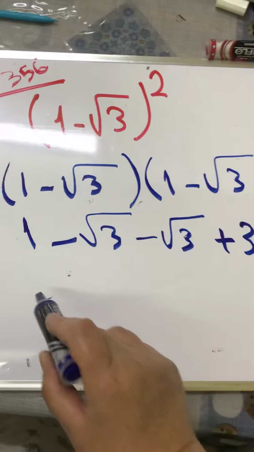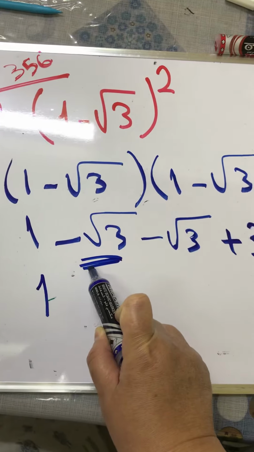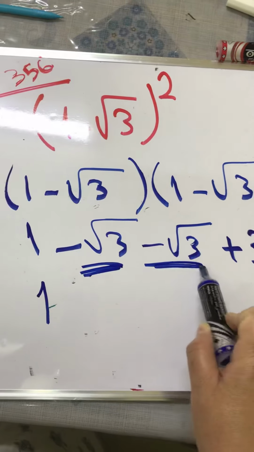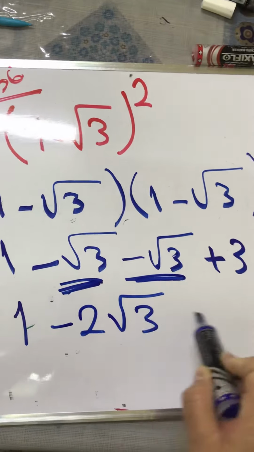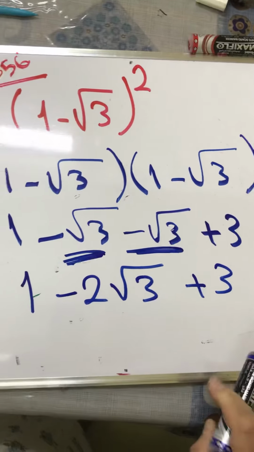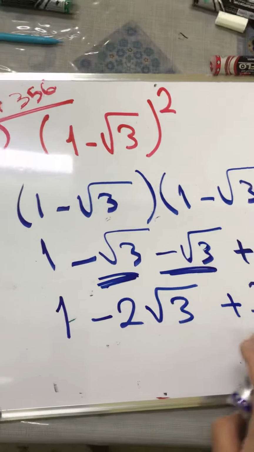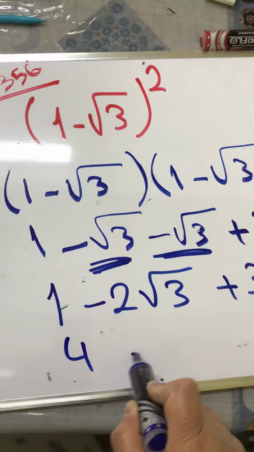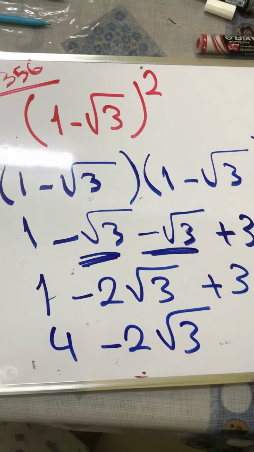Now simplify. 1 is 1. Negative square root of 3 and negative square root of 3, so negative 2 square root of 3, plus 3. I can continue to simplify. 1 positive and 3 positive equal 4 positive, minus 2 square root of 3, like this.